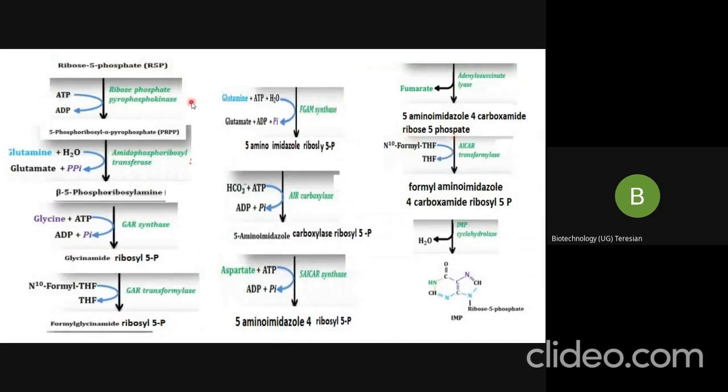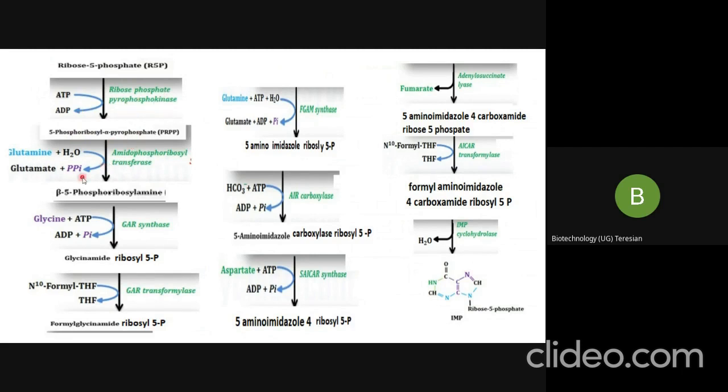Hello everyone. In this section, we shall look into the details of biosynthesis of purine nucleotides. The ribose 5-phosphate produced in the HMP pathway, or pentose phosphate pathway, is the starting material for purine nucleotide synthesis. It reacts with ATP to form 5-phosphoribosyl 1-pyrophosphate in the presence of the enzyme ribose phosphate pyrophosphokinase.